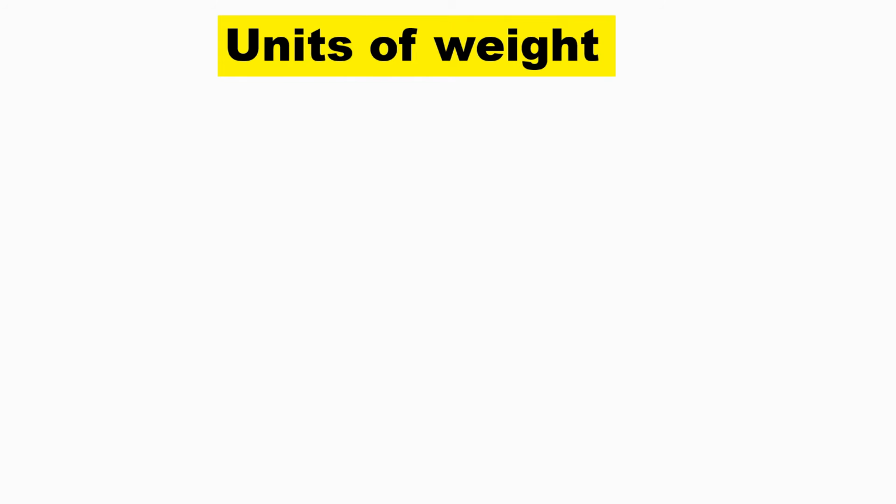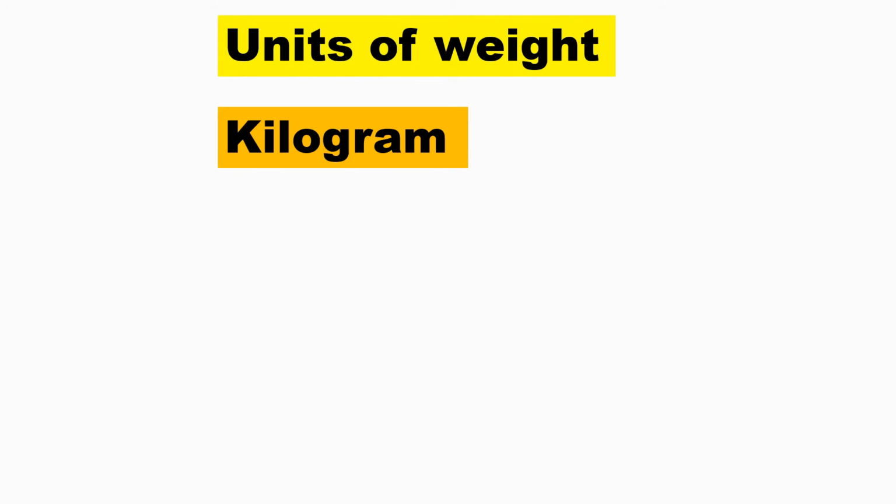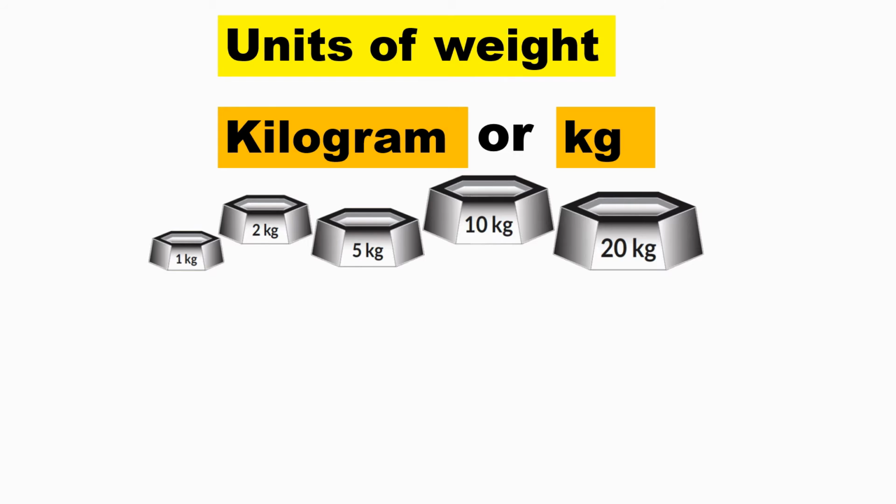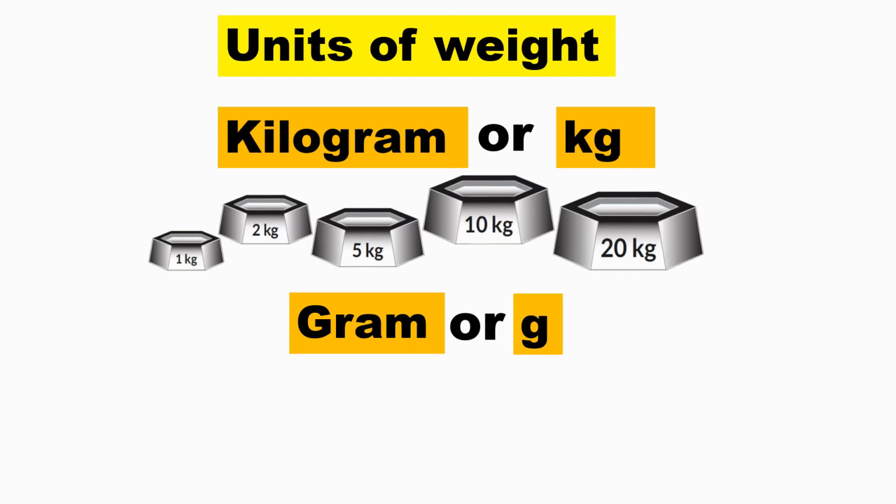Kilogram is the standard unit of weight. We write kg to express kilogram in short, like 1 kg, 2 kg, 5 kg, 10 kg, 20 kg. Same way, we write g to express gram in short, like 500 gram, 100 gram.